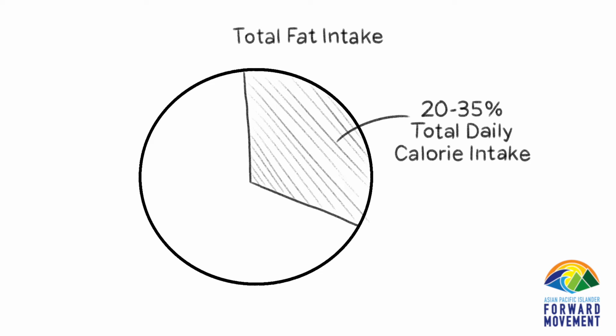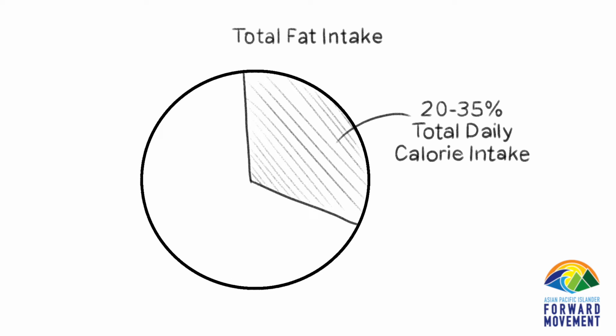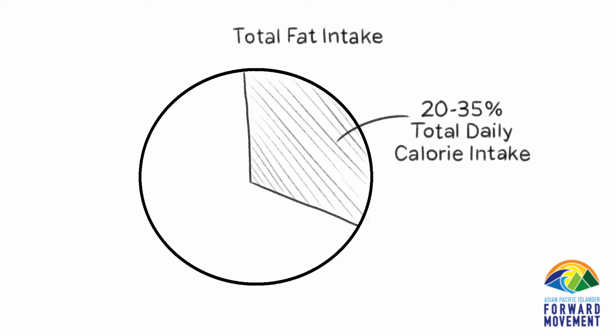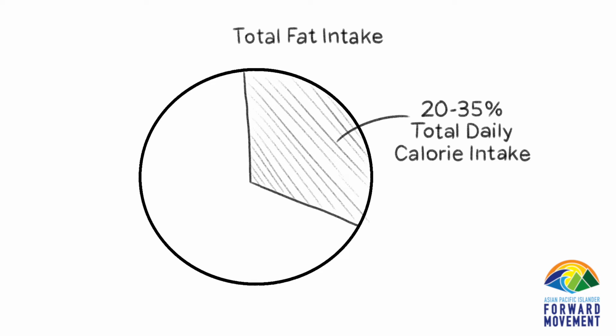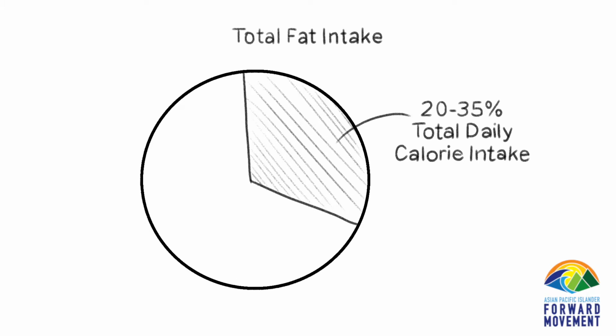It is recommended by the Department of Public Health that your total fat intake should be 20 to 35% of your total daily caloric intake. This is about 44 to 77 grams of fat per day with a 2,000 calorie diet.